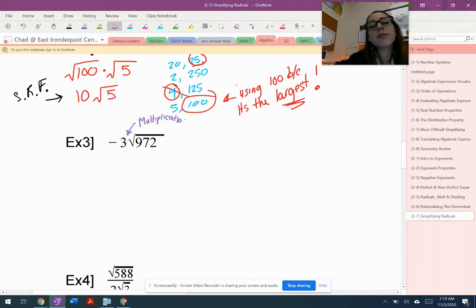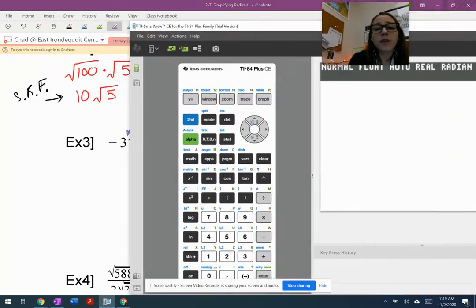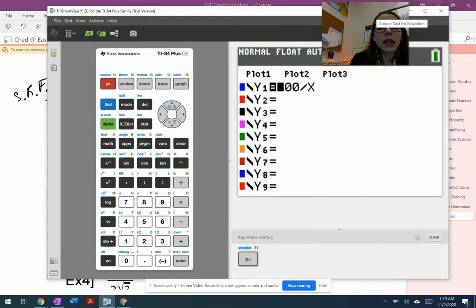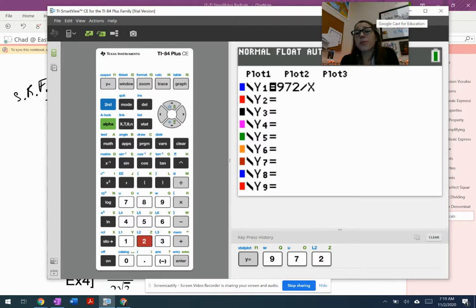You know, that -3 is not attached to that square root of 972. They are just simply being multiplied by each other. So that -3 isn't really going to do anything until I get down to the end more. Just like in our previous problems, I'm going to start off with my calculator looking for factors of 972, and not only just factors, but also perfect square factors, more importantly.